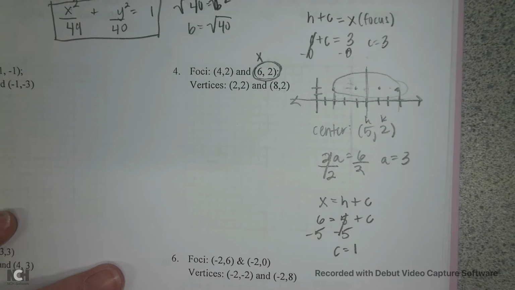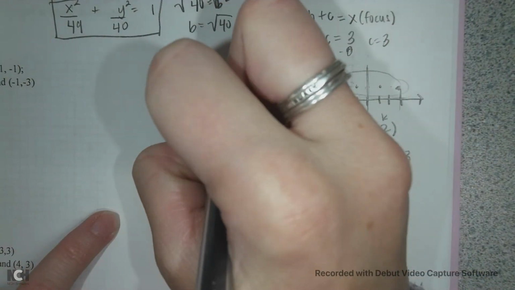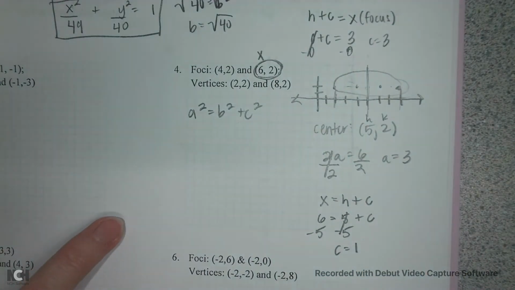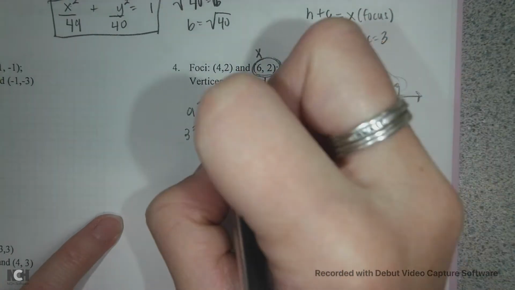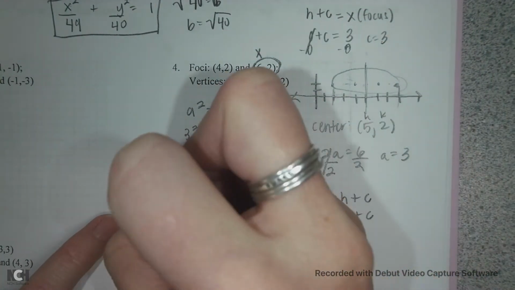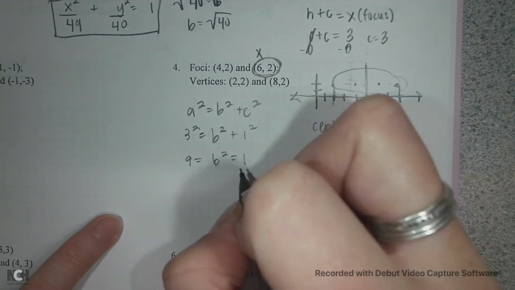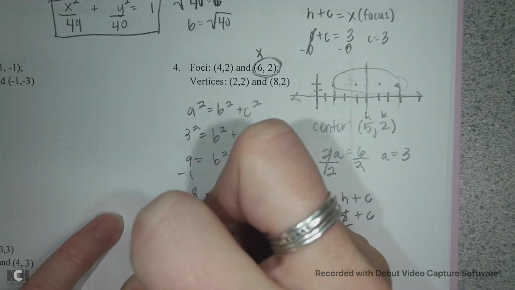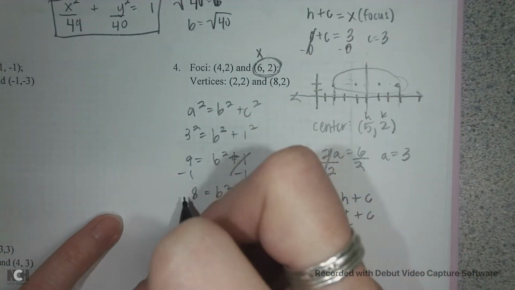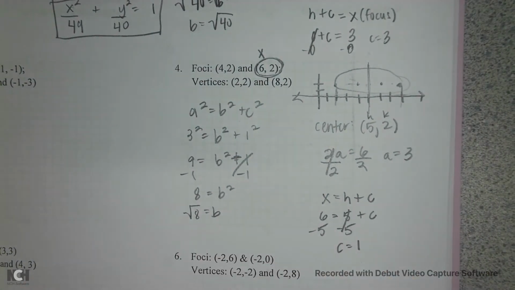Then we use our Pythagorean relation. So that is a squared equals b squared plus c squared. And I know that a is 3, so 3 squared, and we're figuring out what b is, and I know that c is 1. 3 squared is 9, which equals b squared plus 1. Oh, plus, my bad, minus 1 on each side. 8 is equal to b squared. And again, you can simplify this radical, but there's no need to.